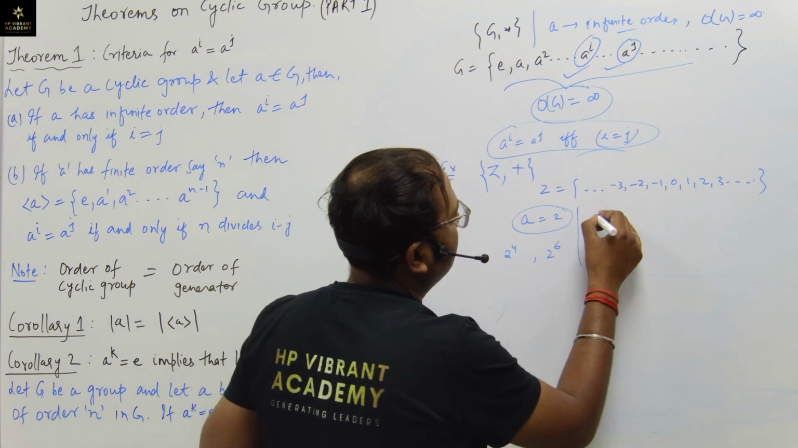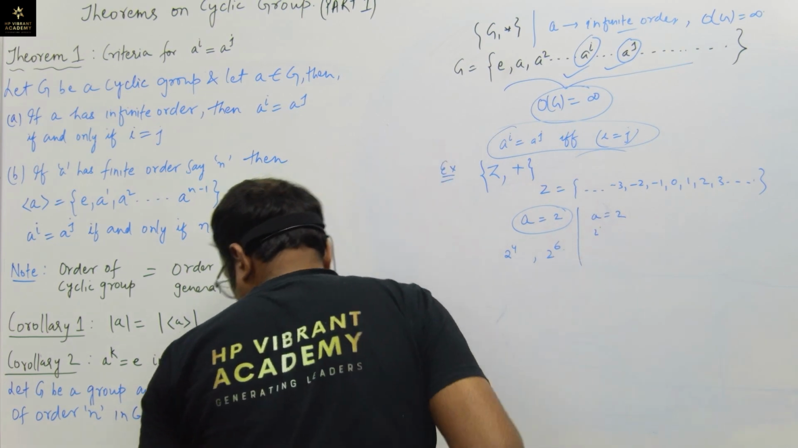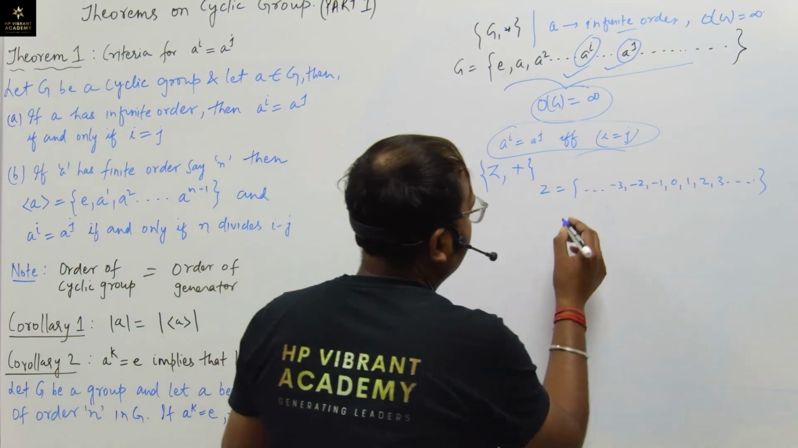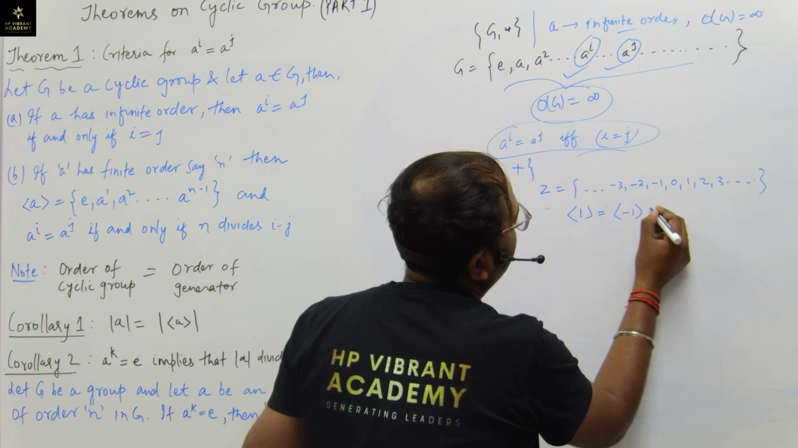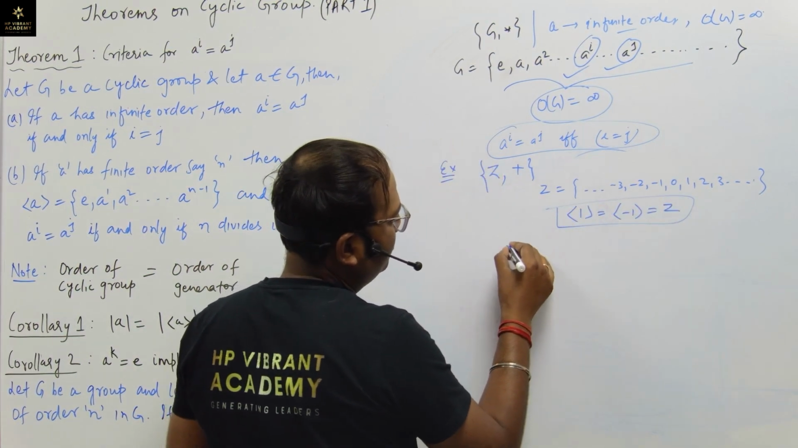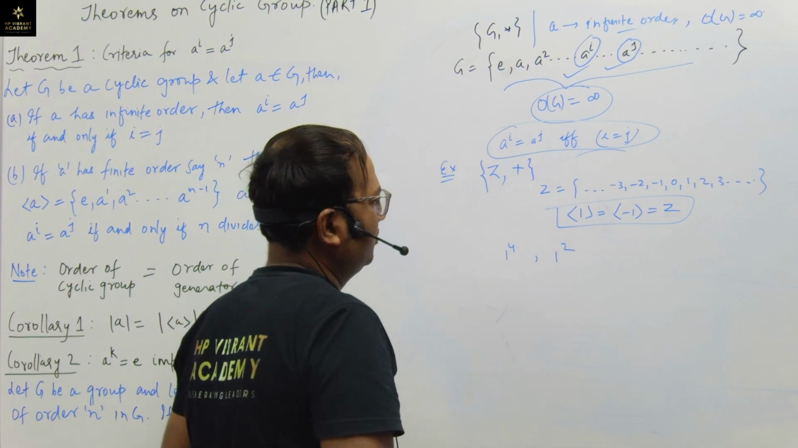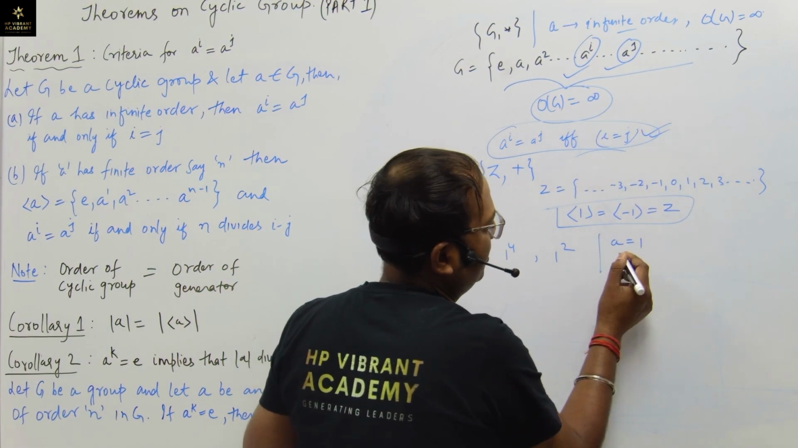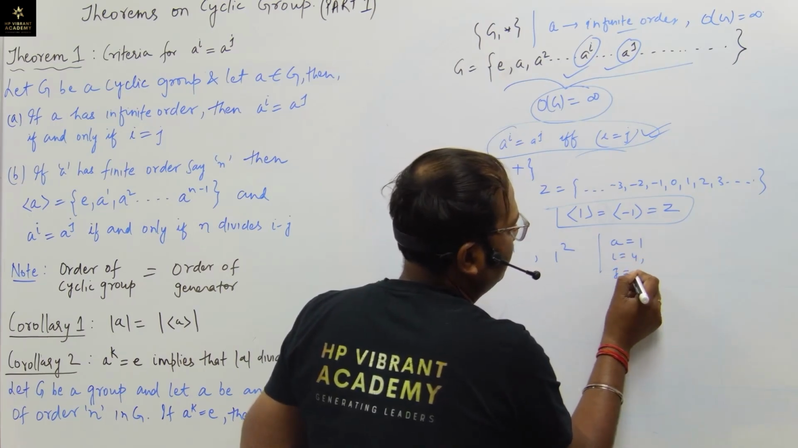Okay, so here a is equal to 2, and here we have to take a as the generator, na? So the generators here are 1 and minus 1. This is equal to Z. This is generating the whole group. Okay, so let us find 1 to the power 4 and 1 to the power square. Here we have taken a is equal to 1. Let us relate this with this particular expression. So a is equal to 1, i is equal to 4 and j is equal to 2.